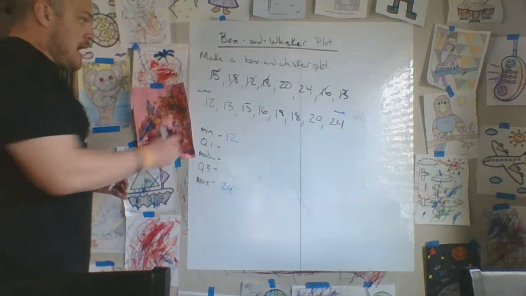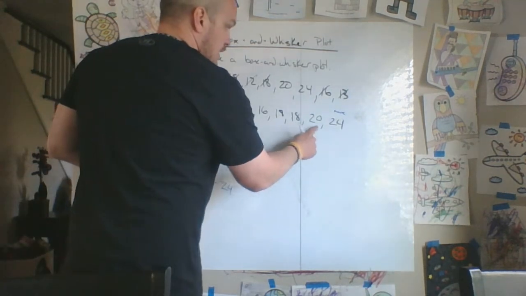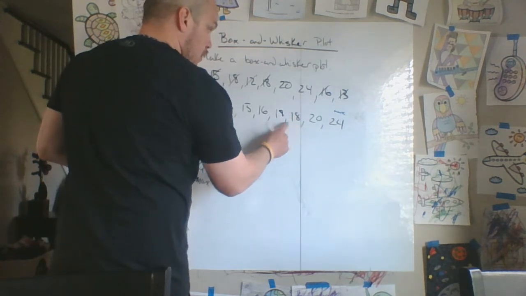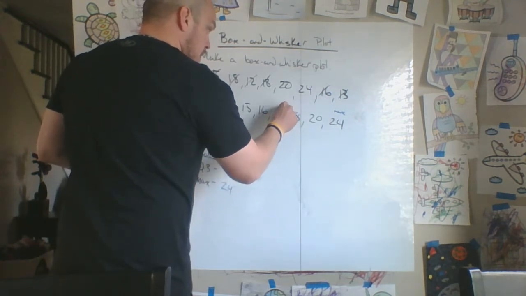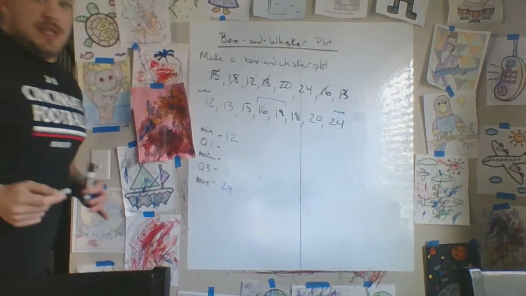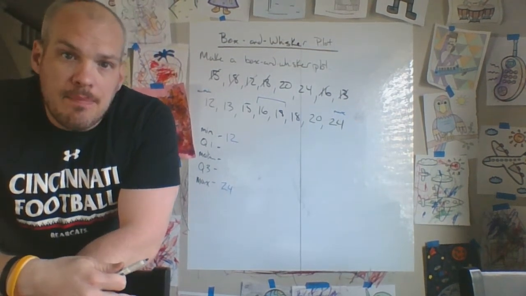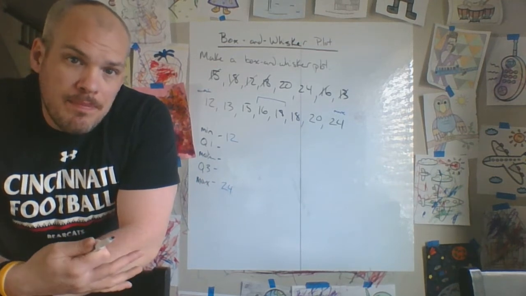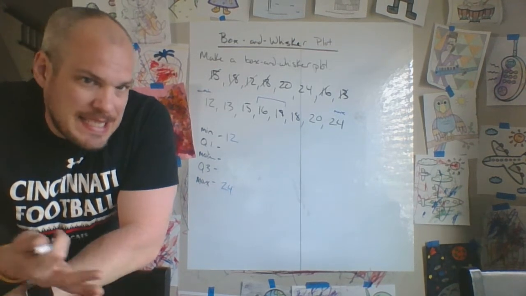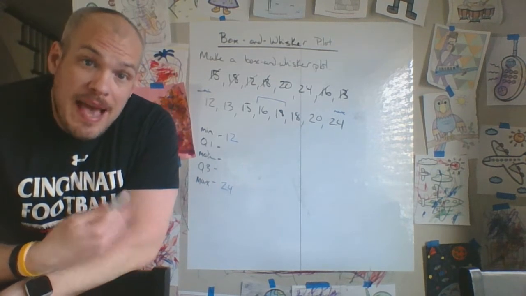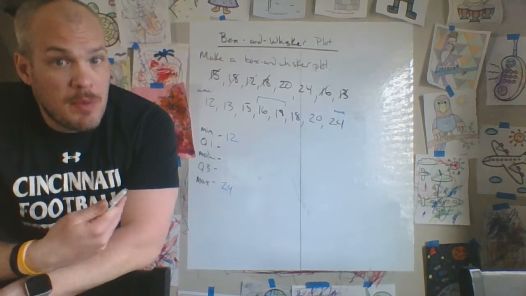Now the middle number, I have 1, 2, 3, 4, 5, 6, 7, 8. 1, 2, 3, 4. 1, 2, 3, 4. My median is between these 2 values. I have an even number data set. So my median, my middle number is 16 and 18. Well, it can't have 2. So what we do is find the mean of those 2. We add them both together, divide by 2, we end up with 17.